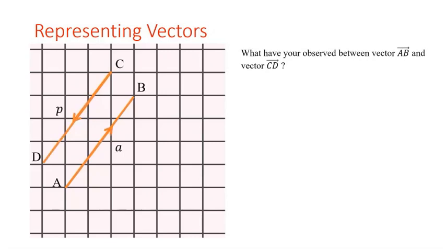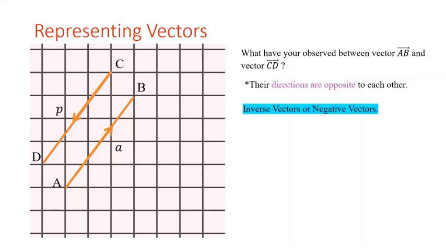So let's examine these two vectors, vector AB and vector CD. What can we observe about these two vectors? Take a moment. You are able to pause the video. If you said that they are going in opposite direction, then you are correct. And the name that we give to these vectors are inverse vectors or negative vectors. Now they have the same magnitude, but their directions are opposite to each other.